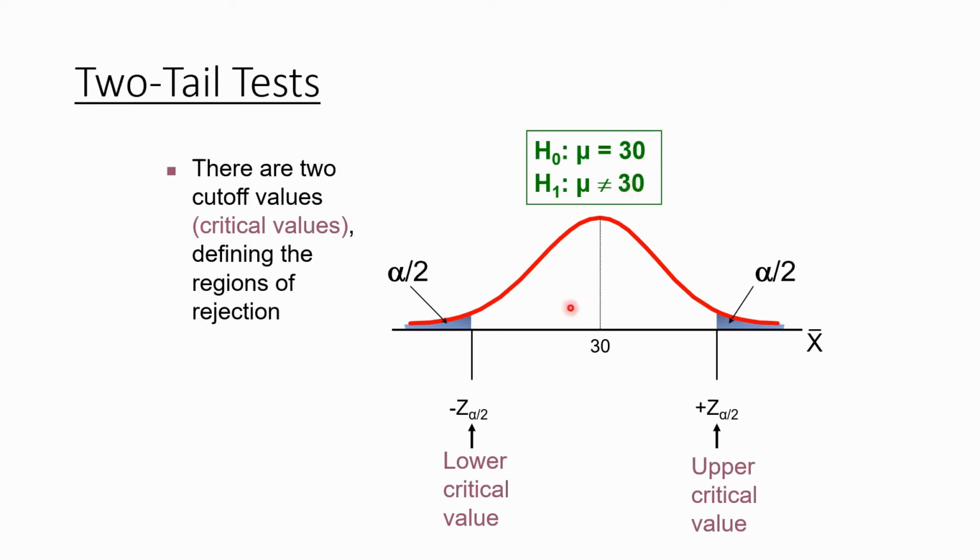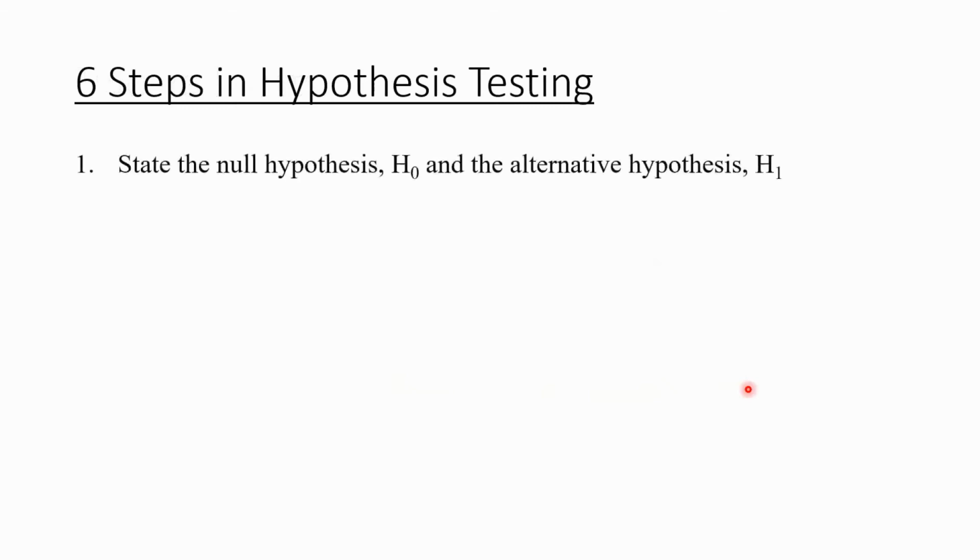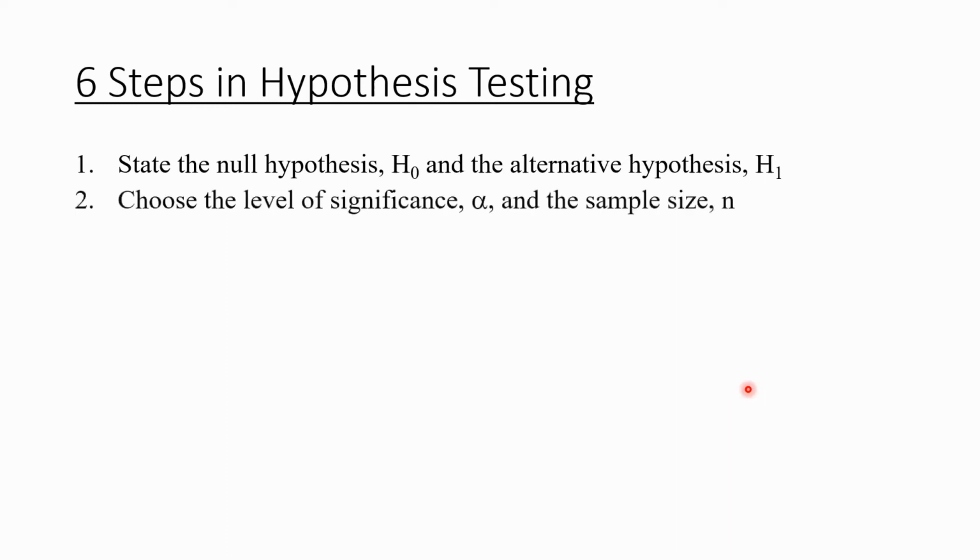So now let's have a look at the 6 steps in hypothesis testing. These steps are very important. The first step is you state your null hypothesis and the alternative hypothesis. When you're given the problem for hypothesis testing, you have to first figure out what is your null hypothesis and what is your alternative hypothesis. And then you're given the level of significance alpha and the sample size. You write that down as well.